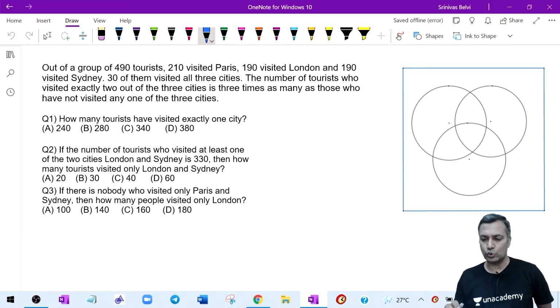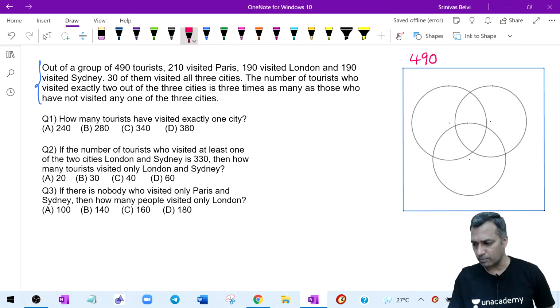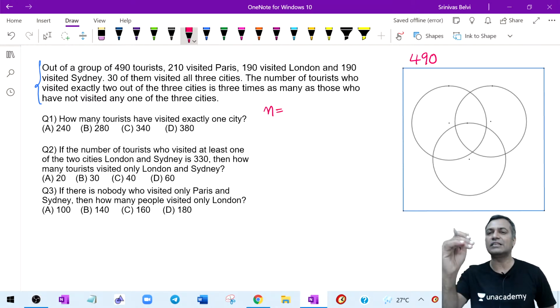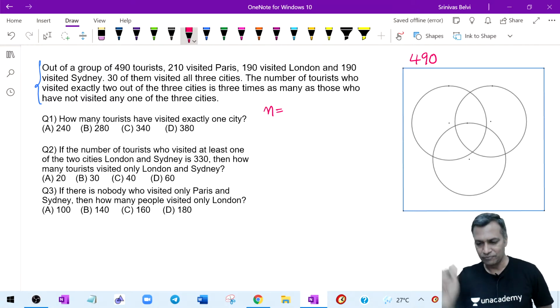Out of the 490 tourists, 210 visited. You would have read it already. I don't have to explain this. Language is very, very simple. So all it says is, out of this 490, which is a support number, there are some people who have not visited any of the three cities. They visited something else. I'm interested in how many of them visited Paris, London, and Sydney. They might have visited Singapore, or Mumbai. We don't know.